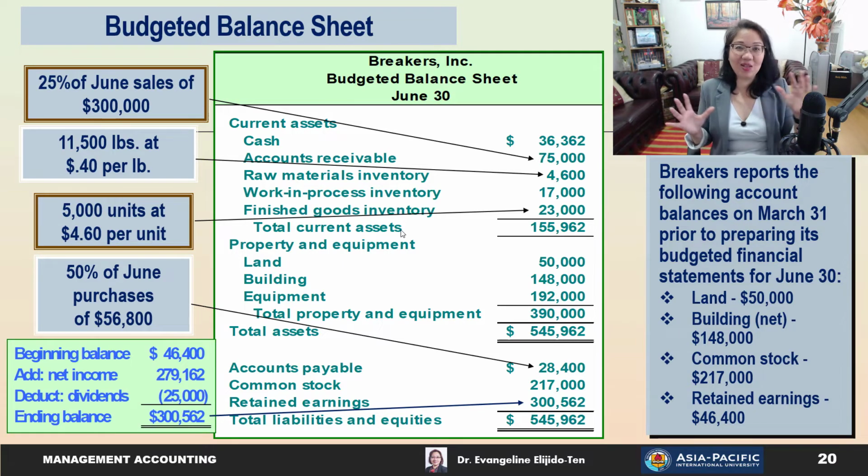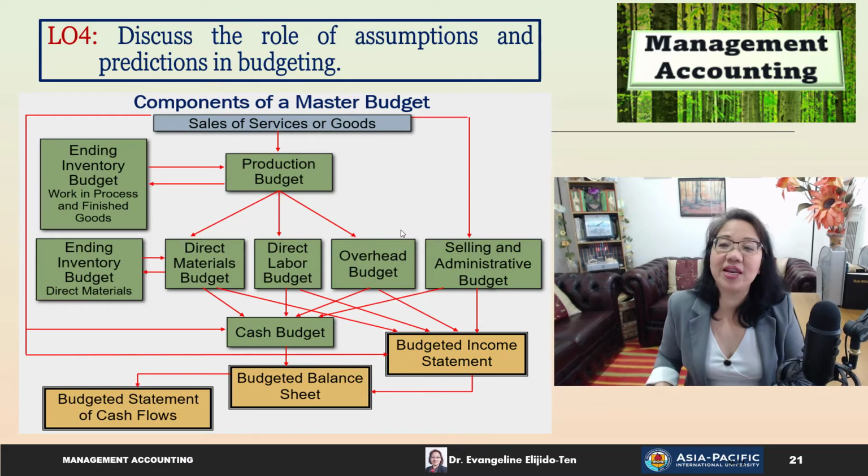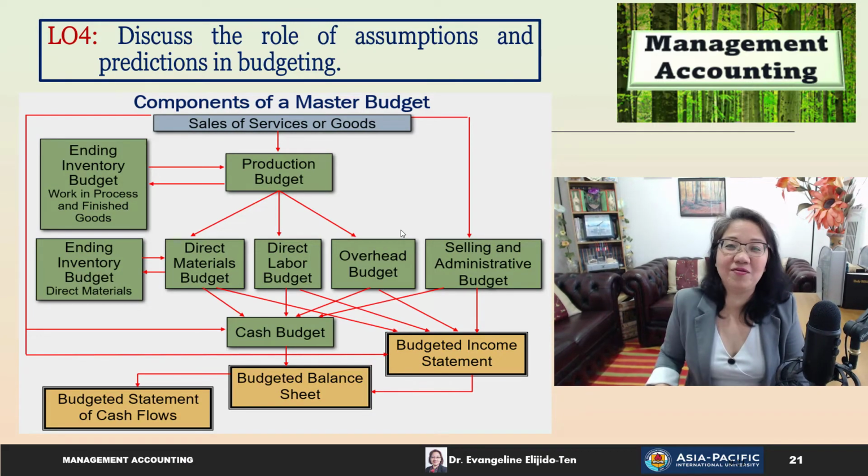You can see that we have prepared a full master budget from the sales budget all the way to the budgeted financial statements, income statement, cash flows, and budgeted balance sheet. So now we are ready to go to Learning Objective 4.